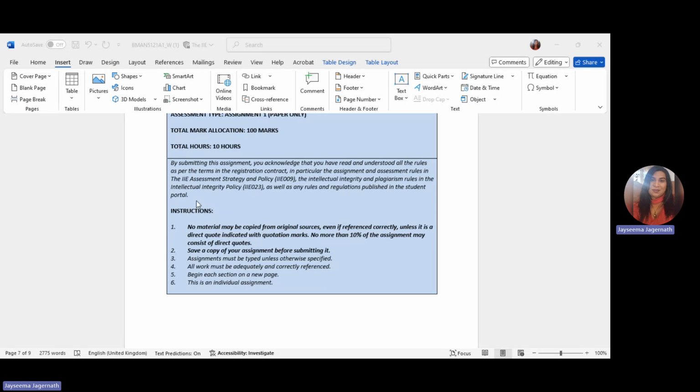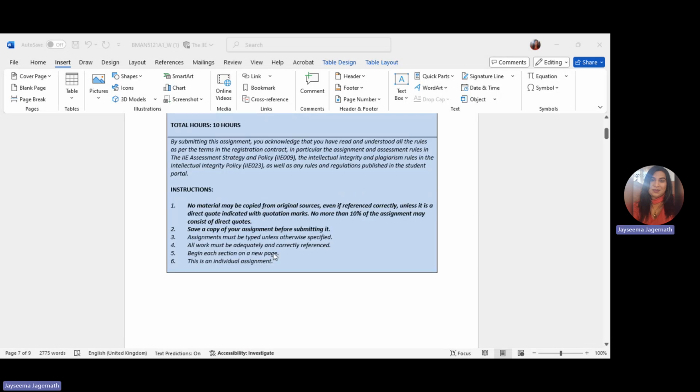Okay, so please take note of the mark allocation and the instructions up front. Here, you may not copy material from any source, even if you referenced it. You may not have 10% or more of direct quotes. This assignment doesn't necessarily require direct quotes, so try and keep it to a minimum. Please save a copy of the assignment once you are done, in the event that something does happen to it, at least you have a copy to then give us. It must be typed. It's an individual assignment. So just lay out your assignment nicely. Make sure that you provide a reference page and then just the general structure of the assignment.